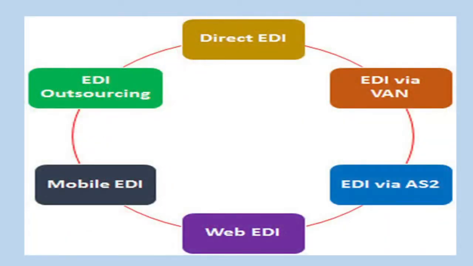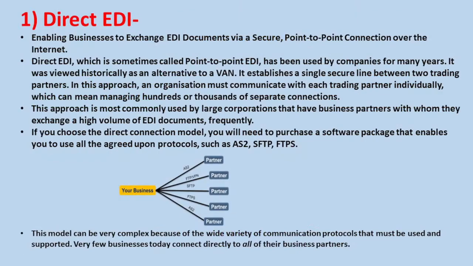First, we'll understand this diagrammatic representation of types of EDIs. Direct EDI enables businesses to exchange EDI documents over a secure point-to-point connection. Here, one computer or one trader is connected directly with the other trader. You can call it a hotline. Direct EDI is sometimes called point-to-point EDI. If it is point-to-point, then it is called direct EDI.